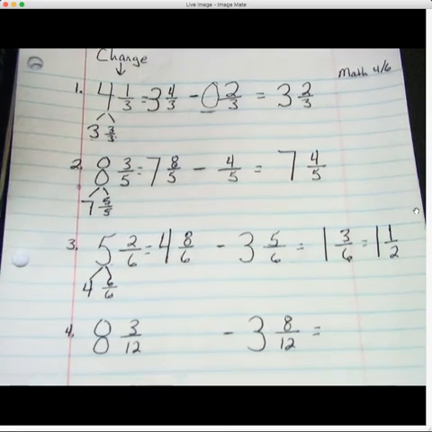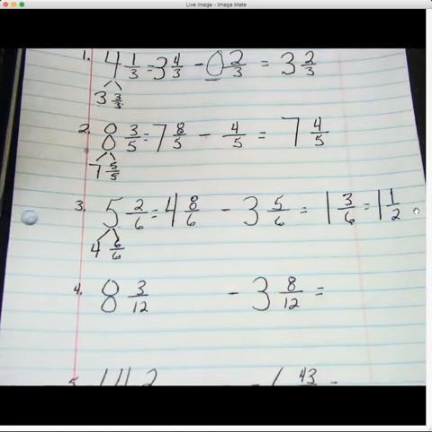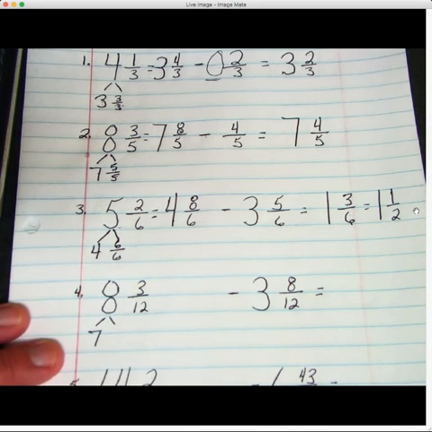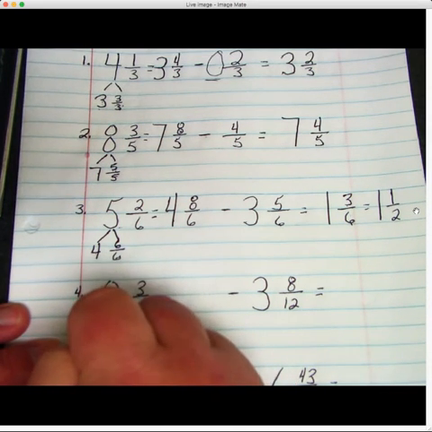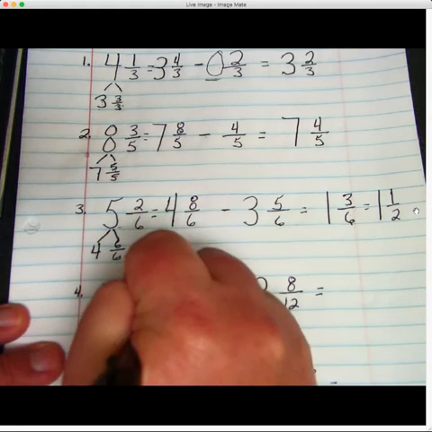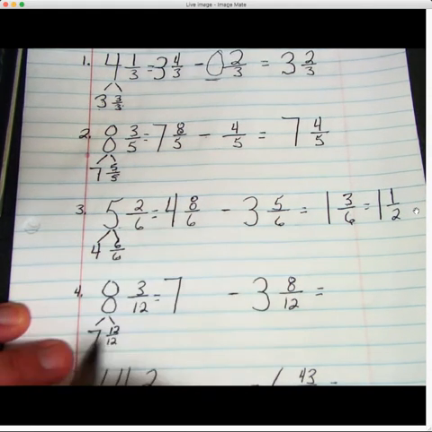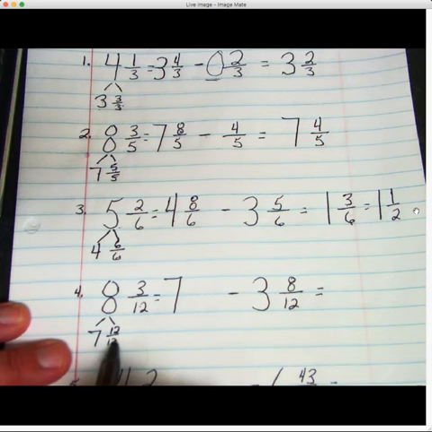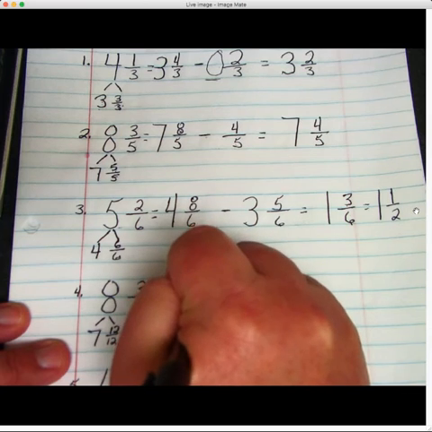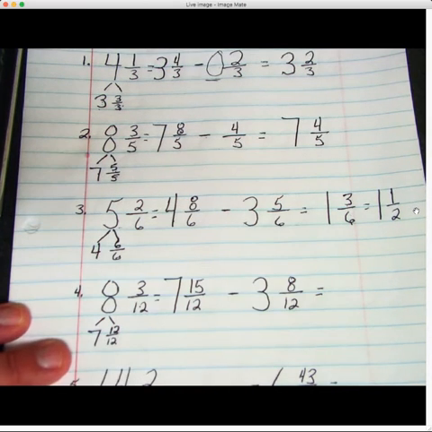All right, next one, 8 3/12 minus 3 8/12. I'm not going to be able to take 8/12 away from 3/12. So I'm going to have to do some work here and decompose the 8 into 7. And we're working with 12ths, so I need to make 12/12 to equal that other one to make it 8. 7 and 12/12. All right, so let's change that 8 3/12 into our whole number of 7. And I have 12/12, and up here I have 3/12 more. So altogether I have 15/12.